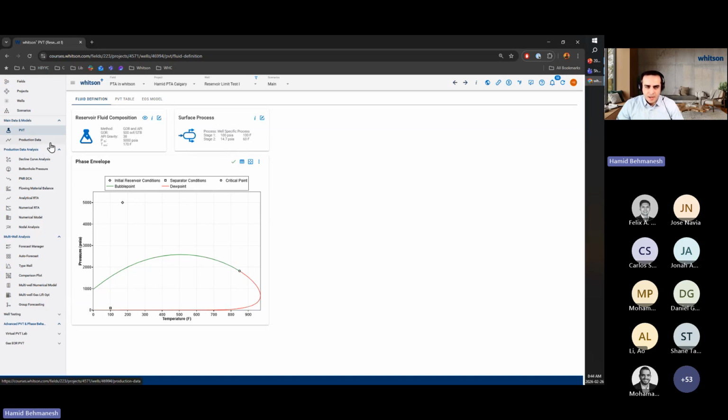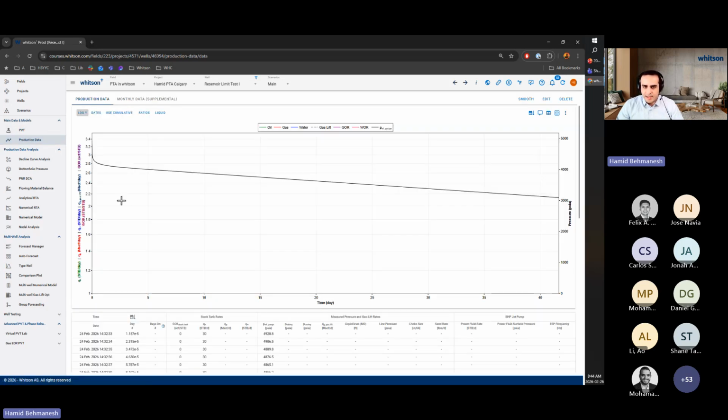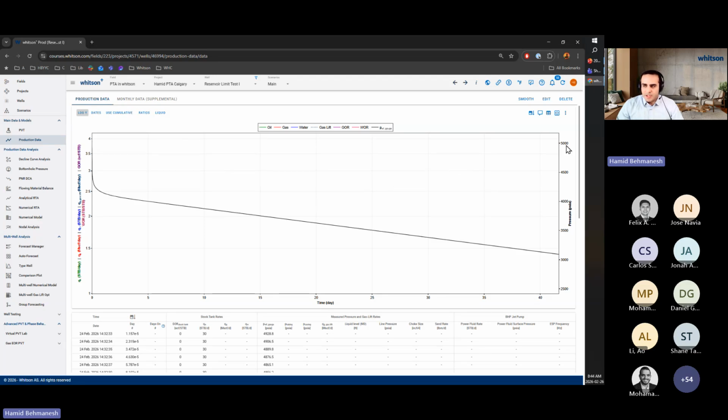Now I'm going to go to production data and simply take a look at this. The only information that we see here is the bottom hole pressure. The initial reservoir pressure is 5,000. We flowed this well for close to 42 days and collected the bottom hole pressure. Now we're going to plot this bottom hole pressure in the semi-log plot and in the Cartesian plot.